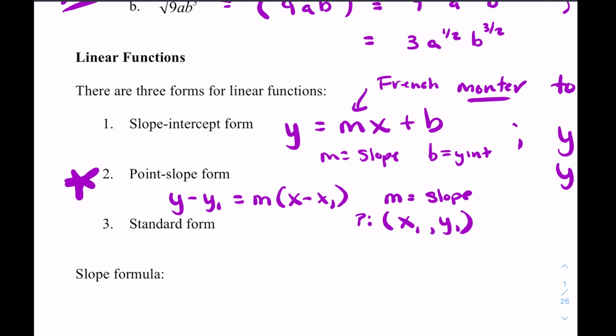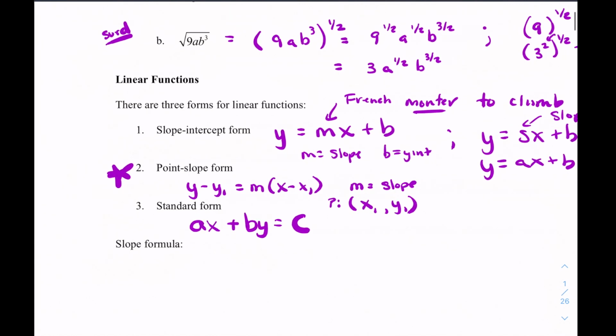The last bit for standard form is ax plus by equals c. This is a great way of finding x and y intercepts, and since almost every polynomial equation has a standard form, this is the way we write the standard form for lines. If you forgot, the slope formula is m equals y2 minus y1 over x2 minus x1.